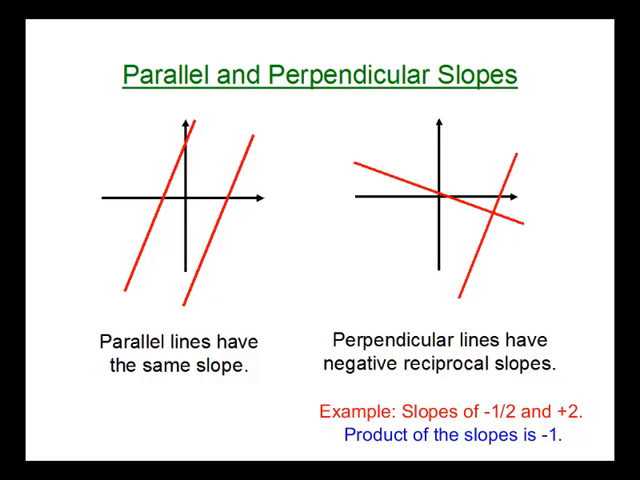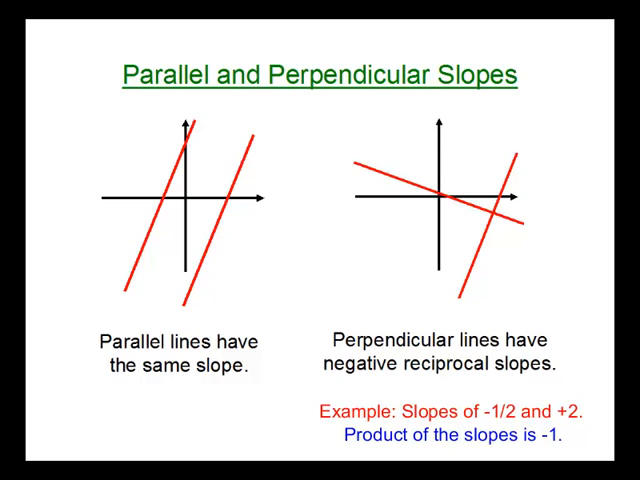Parallel lines and perpendicular lines have some slope properties that are really handy to know. So parallel lines are lines that do not intersect ever. In order to do that, they have to stay a certain distance away from each other. They also have to be continuous. And in order to achieve that, they have to have exactly the same slope. So same slope if they're parallel.